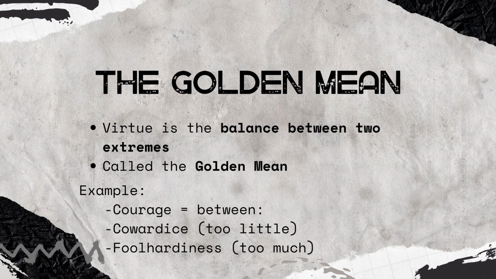So, an example is courage. Courage is not simply being fearless. It is about balancing fear and confidence. So we break it down. Too little is a coward, or always afraid to act. Too much is reckless, or takes dangerous risks without thinking. And the right amount is brave, faces challenges with courage and good judgment.